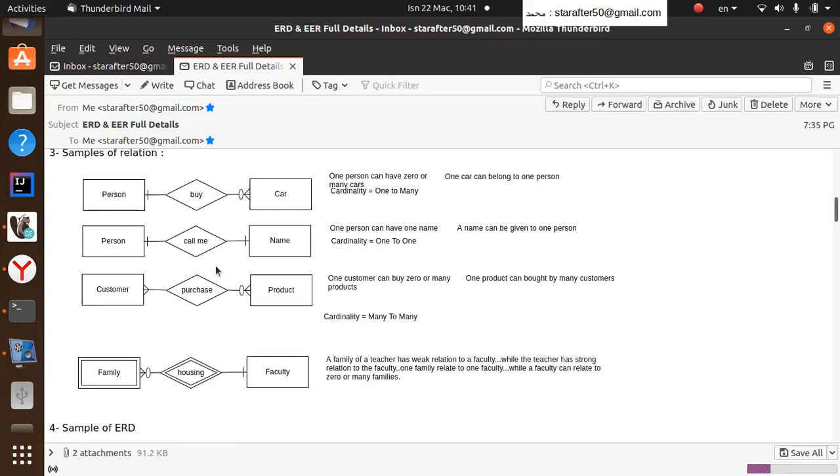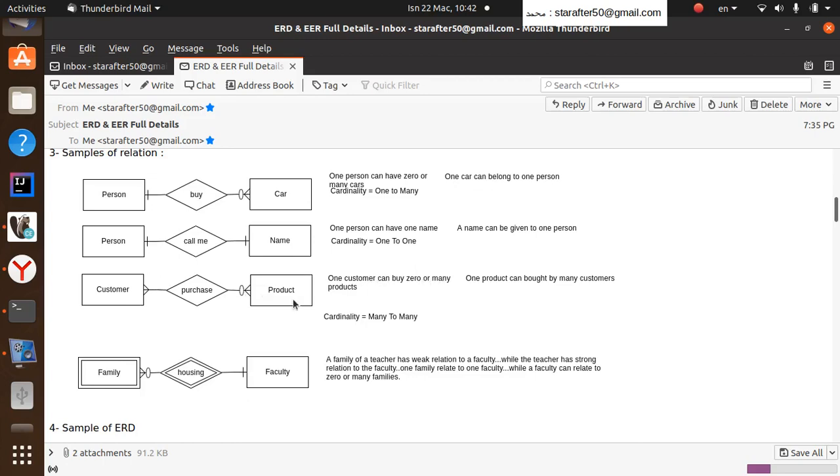Let's see another example. A customer and a product. When a customer enters a shopping mall, how many products can he buy? He can buy zero or many products. A customer enters a shop, a grocery, a mall, anywhere. A customer can buy zero or many products.